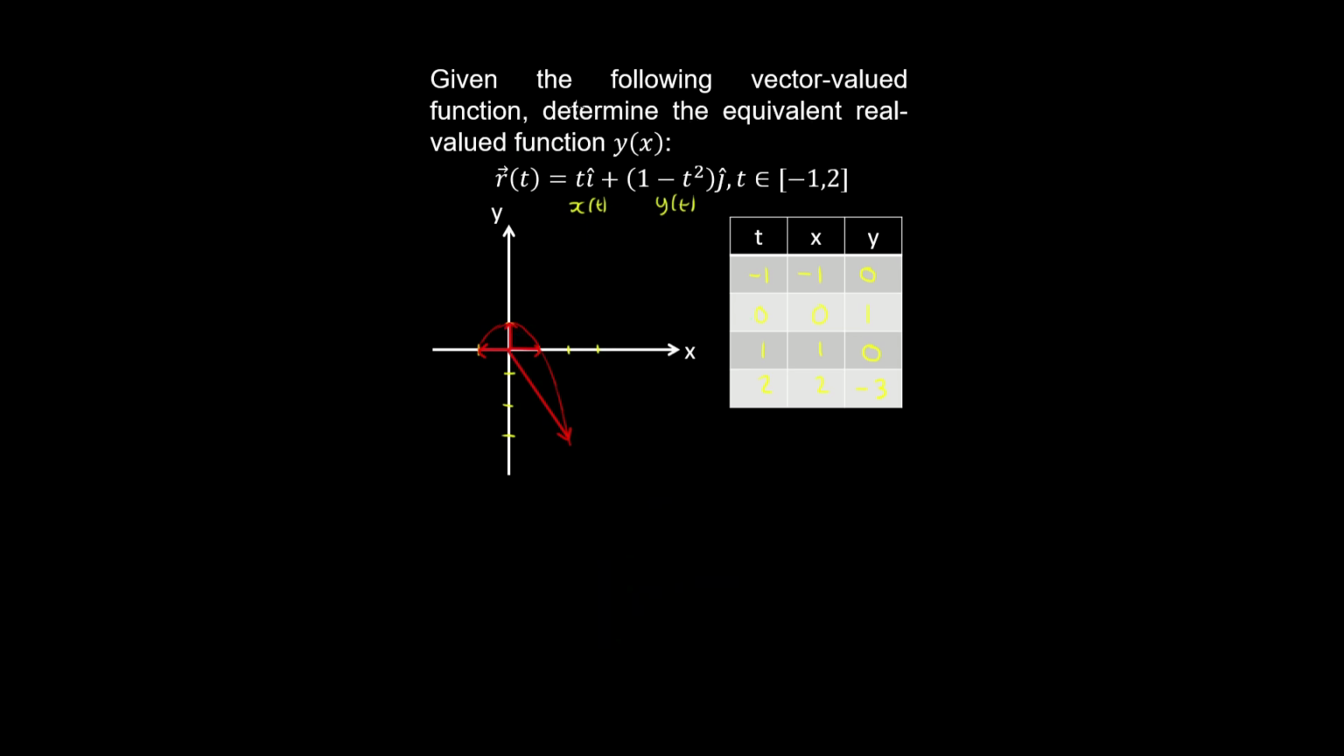Given the vector valued function that we plotted earlier, let's determine an equivalent real valued function y of x. Well, as we can see, x of t is equal to t, and y of t is equal to 1 minus t squared. So therefore we can write y as a function of x by substituting for t. So that's effectively 1 minus x squared, and that gives the function of this same parabola over here.